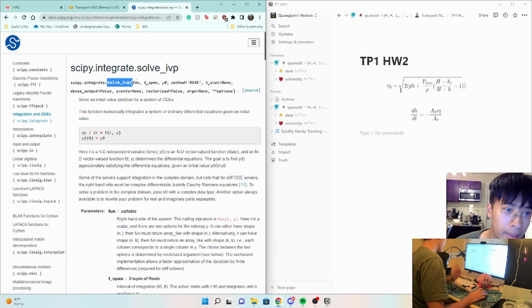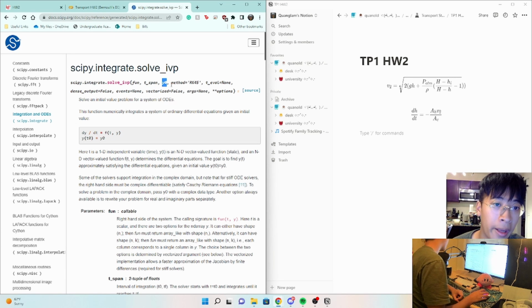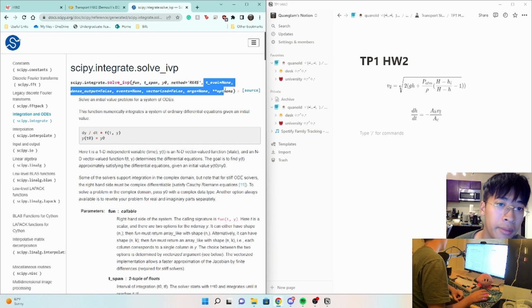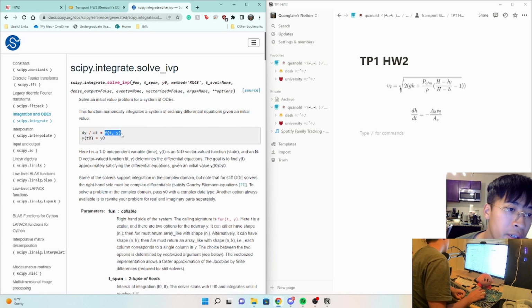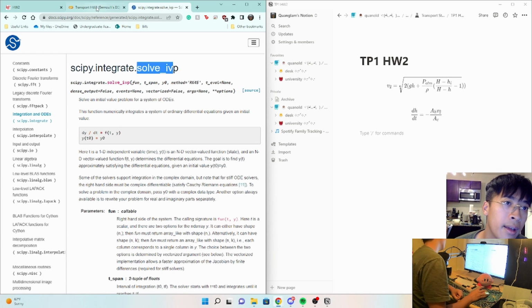solve_ivp expects a function to solve, a time span to solve it over, initial values, a method, and some other optional options. And it expects our function as a function of t and unknowns. And y is an array of unknowns because people often use solve_ivp to solve rather complex systems of differential equations. So there are multiple unknowns and there are multiple outputs. So the default solve_ivp expects y as an array.